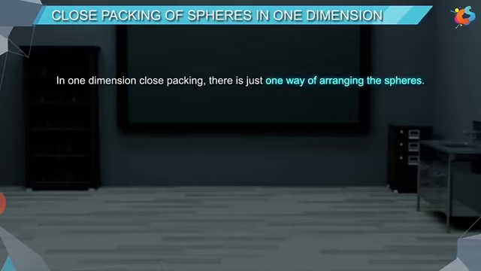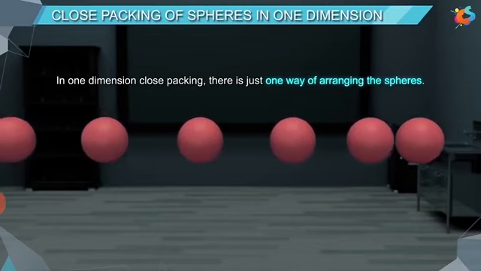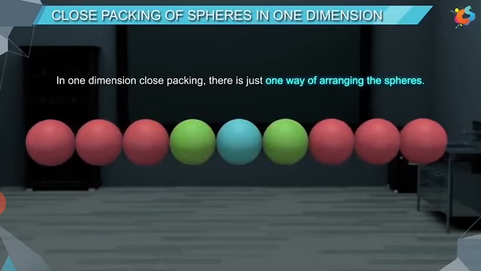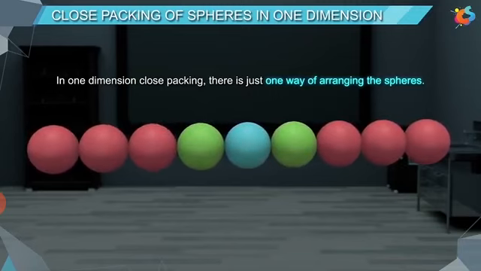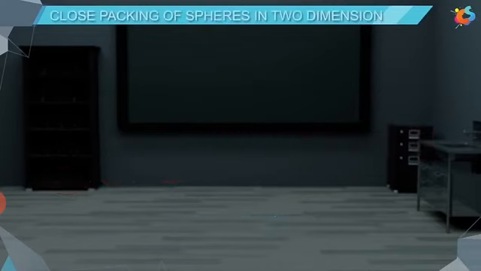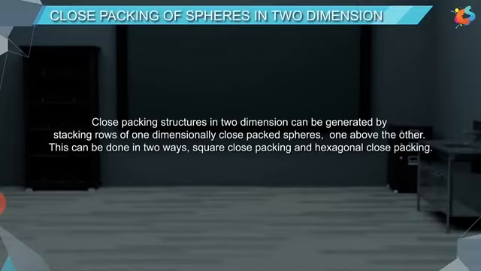In one dimension, in a straight line, they can be arranged in only one way, in which they will touch each other. There is no other possible way. You can see in the figure, the coordination number is 2. The coordination number is the number of nearest atoms.